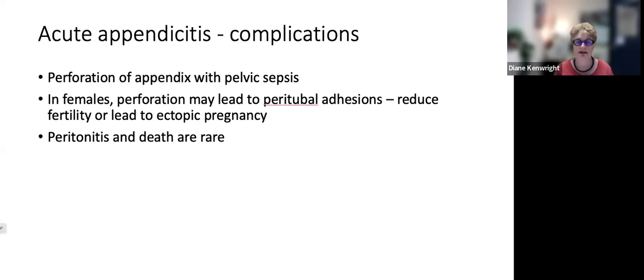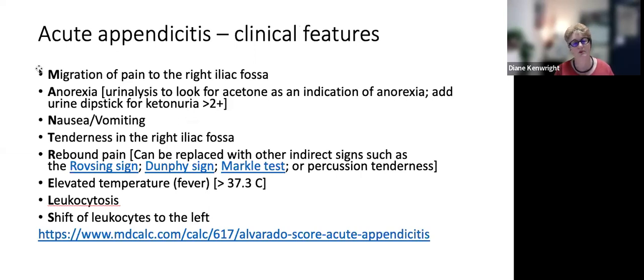The problem with appendicitis is that it can perforate, causing pelvic sepsis, and of course the sepsis can lead to the formation of adhesions which can reduce fertility or lead to ectopic pregnancy. Fortunately, these days peritonitis and death are rare because of antibiotic treatment. Here's a quick mnemonic for you to remember what might help you diagnose appendicitis. And there is a MedCalc calculator. You know how I love these calculators that can help you score whether someone is likely to have appendicitis.